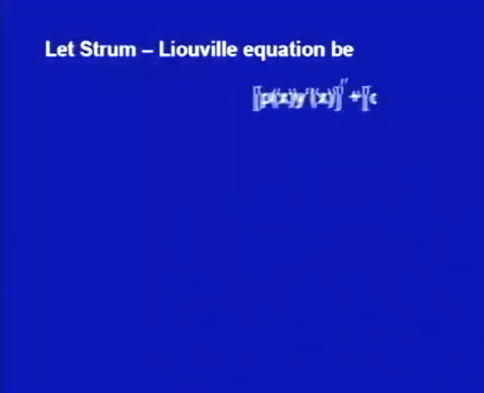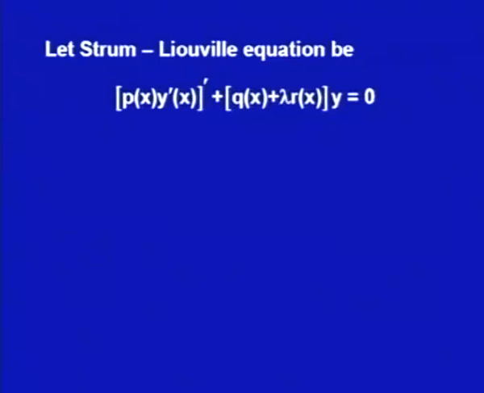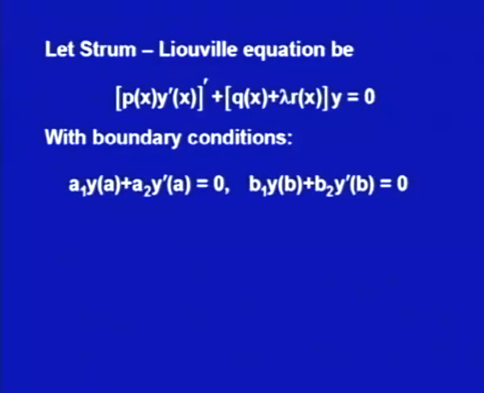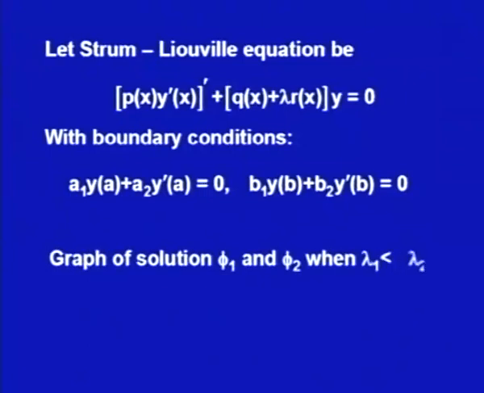Let the Sturm-Liouville equation be the usual one, with our boundary conditions a1 y(a) + a2 y'(a) = 0, b1 y(b) + b2 y'(b) = 0. Let λ1 and λ2 be two of its eigenvalues, with corresponding eigenfunctions φ1 and φ2. Then this theorem says that φ1 is the eigenfunction corresponding to the smaller eigenvalue, and φ2 is the eigenfunction corresponding to the larger eigenvalue.